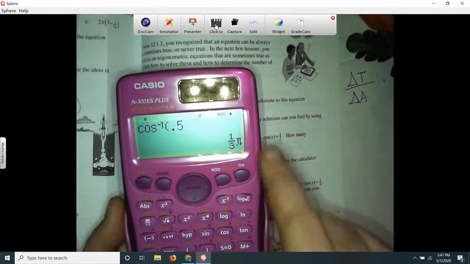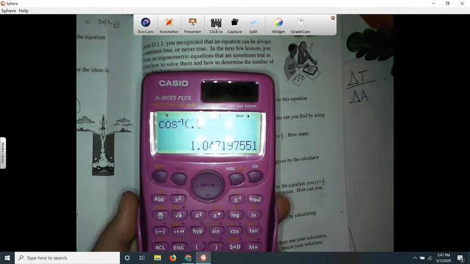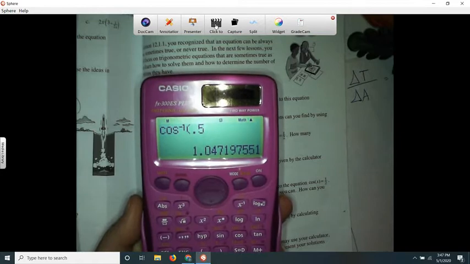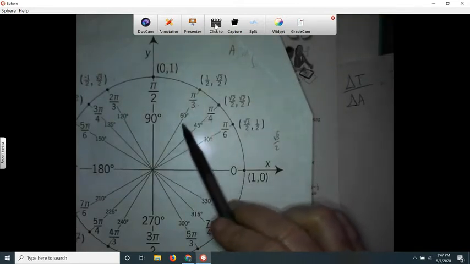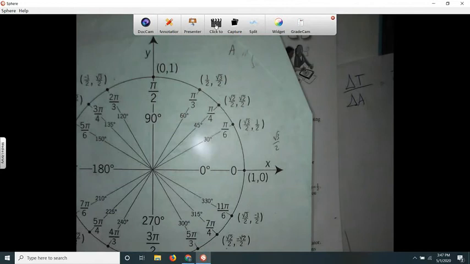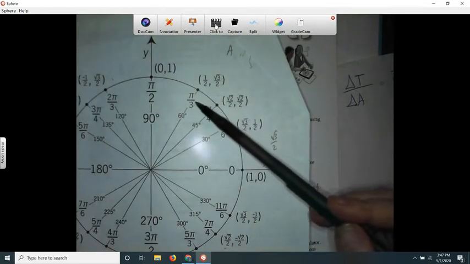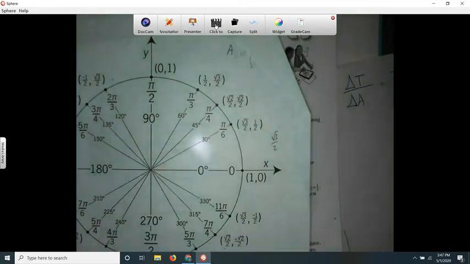Oh, so my calculator is kind of nice because that's the same as pi over 3. Your calculator might give you this number. That's how many radians is equivalent to 60 degrees, or pi over 3. Okay, so if you got that, it's not wrong. It's just that if you took pi, 3.14, and divided by 3, you get this. So that's just your decimal of pi over 3.